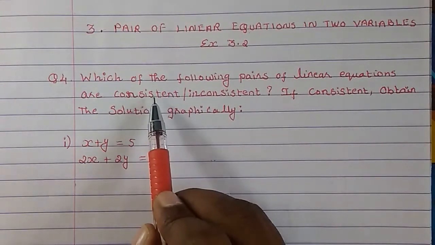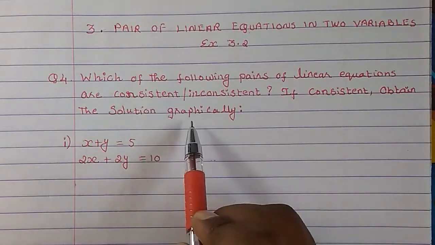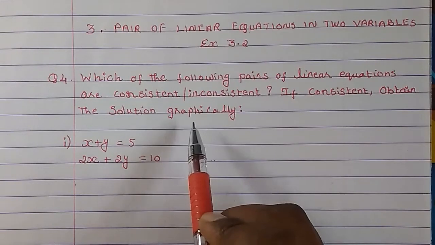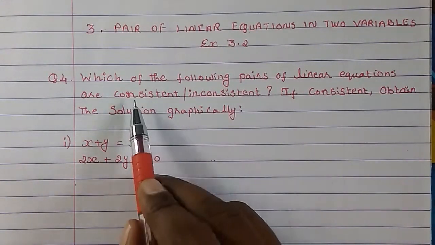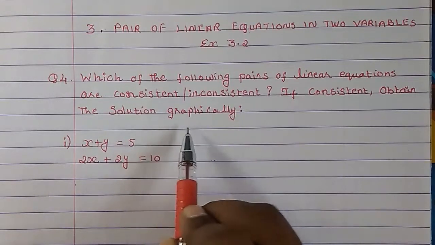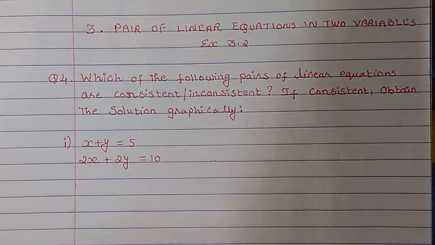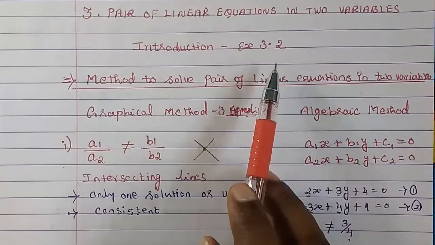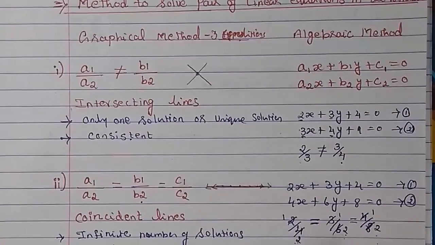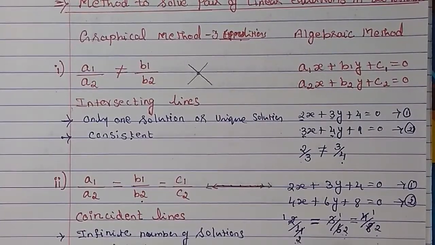If it is consistent, then only we have to find the solution graphically, because if it is inconsistent there is no solution, and therefore only if it is consistent do we have to prepare the graph. And already I have explained to you what is the meaning of consistent and inconsistent. If you go to the introduction of exercise 3.2, I have explained to you the meaning of consistent and inconsistent.